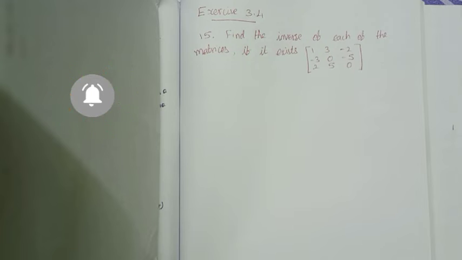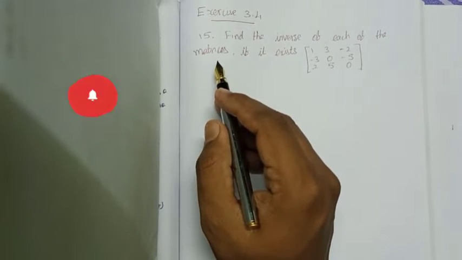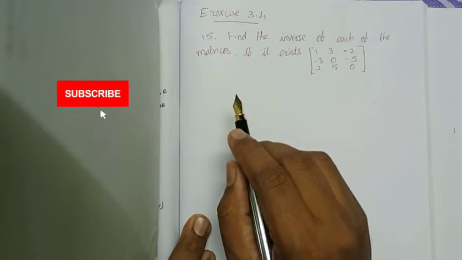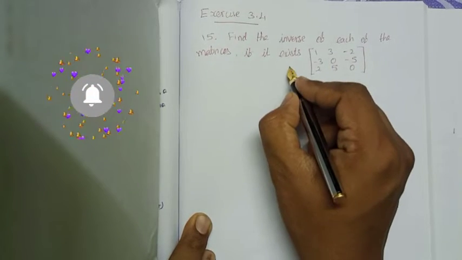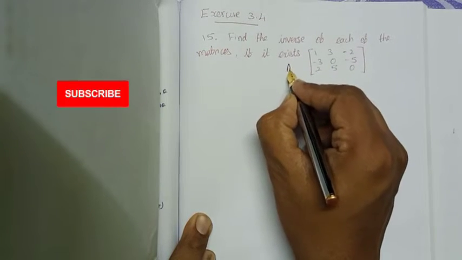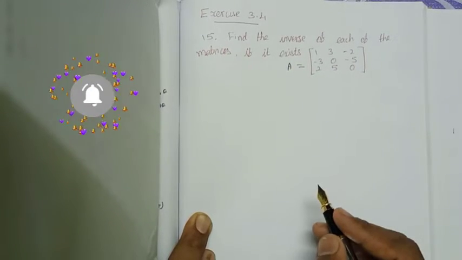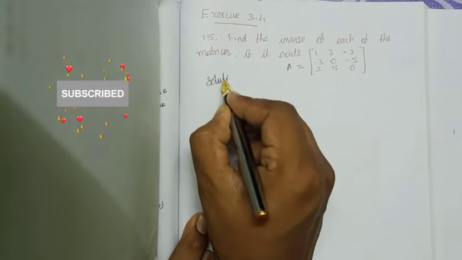NCERT Solutions, Chapter 3 Matrices. Exercise 3.4, question number 15. Find the inverse of each of the matrices if it exists. Consider the matrix A equal to the given matrix. We find the inverse of this matrix. So the first step, solution.